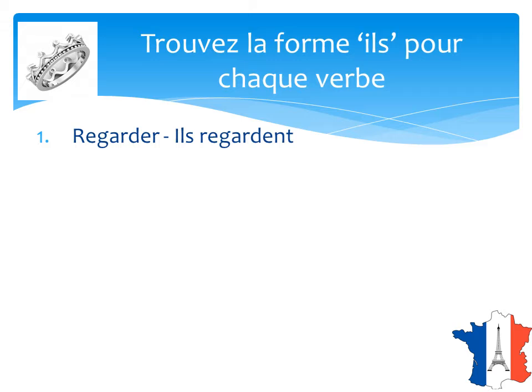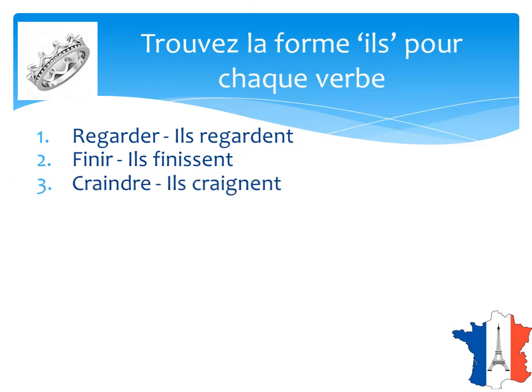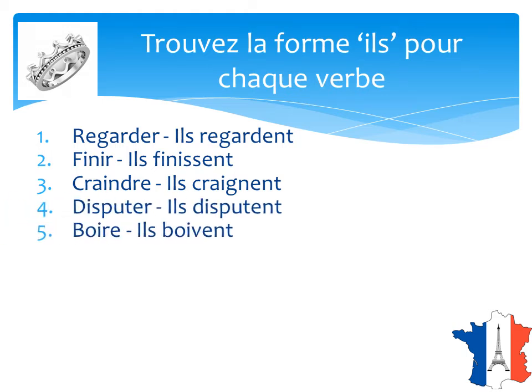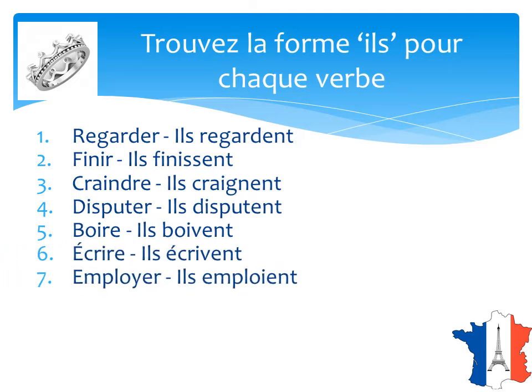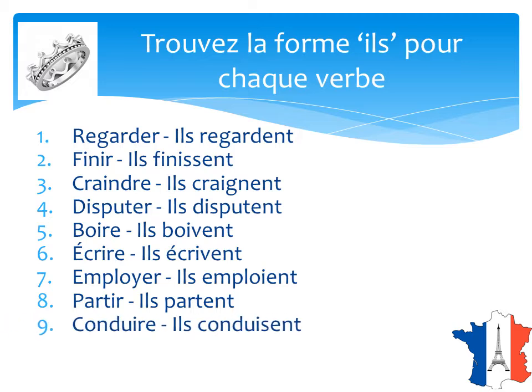Regarder, ils regardent; er verbs end in ent as you know. Finir becomes ils finissent, and then craindre, one of a set of irregular verbs, ils craignent. Boire is ils boivent, écrire, ils écrivent. Employer is a yer verb, so it will become ils emploient, partir will become ils partent, and conduire will become ils conduisent.